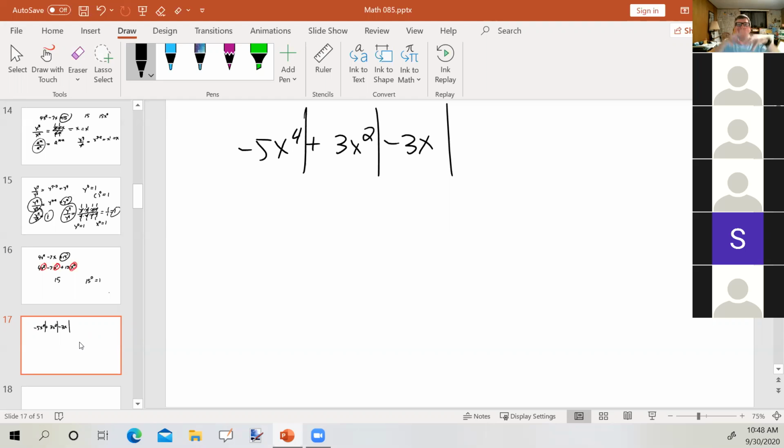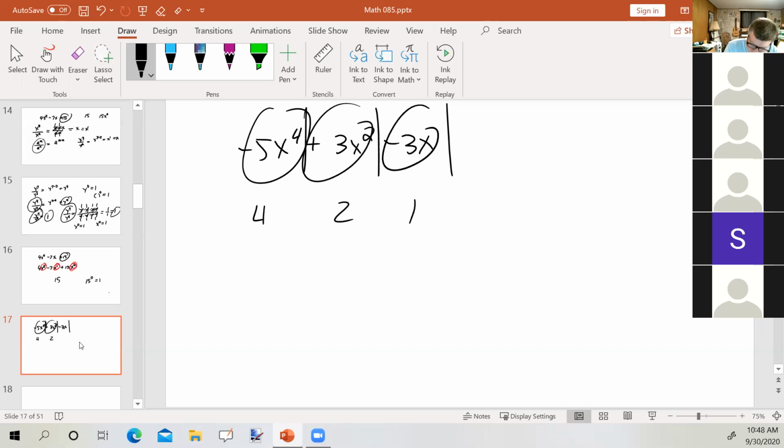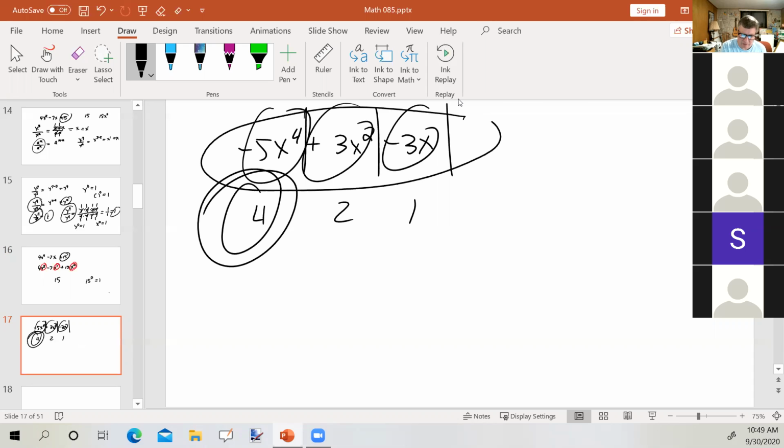But now let's talk about the whole trinomial. The degree of the entire trinomial is equal to the degree of the highest powered term within the trinomial. So this was degree 4, 2, 1. So the highest powered term in this polynomial is 4. So we would describe this whole thing as a trinomial of degree 4. All right? Any questions there?